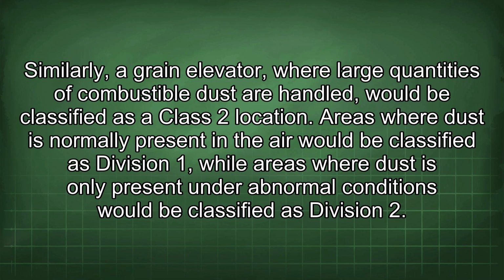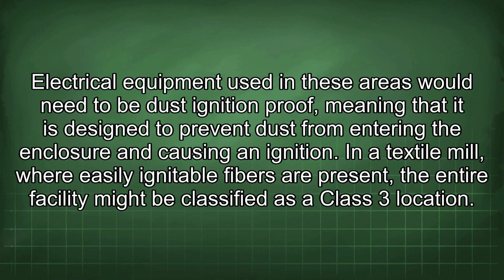Similarly, a grain elevator, where large quantities of combustible dust are handled, would be classified as a Class 2 location. Areas where dust is normally present in the air would be classified as Division 1, while areas where dust is only present under abnormal conditions would be classified as Division 2. Electrical equipment used in these areas would need to be dust ignition proof, meaning that it is designed to prevent dust from entering the enclosure and causing an ignition.